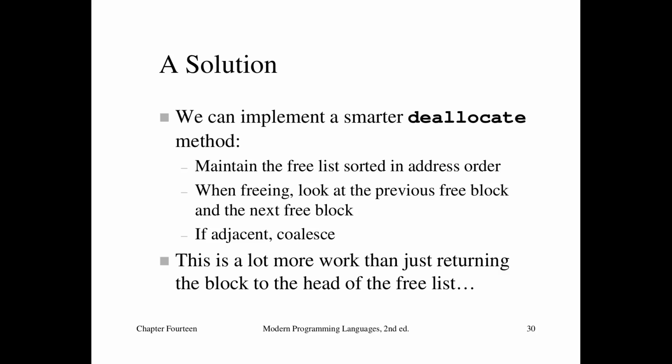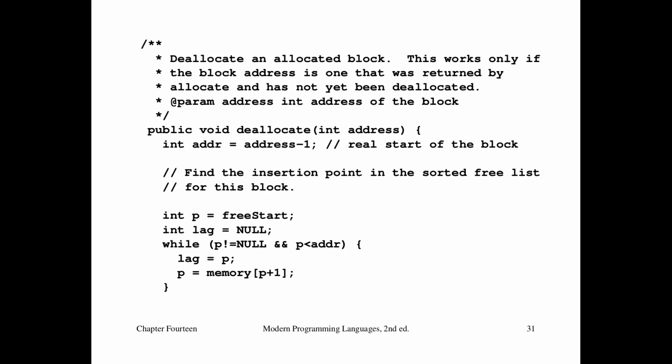And we do that by actually creating a smarter deallocate method. What we want to do is maintain the free list sorted in address order. Then when we free things up, we look at the previous free block and the next free block. If adjacent, we coalesce them together, right? And that ends up becoming this method here.